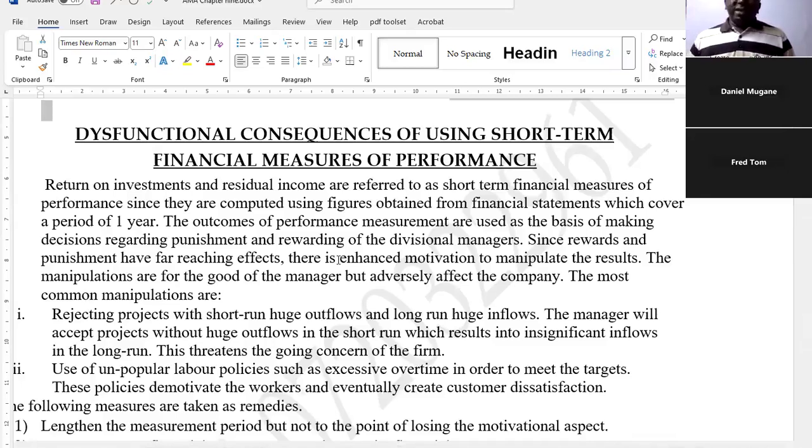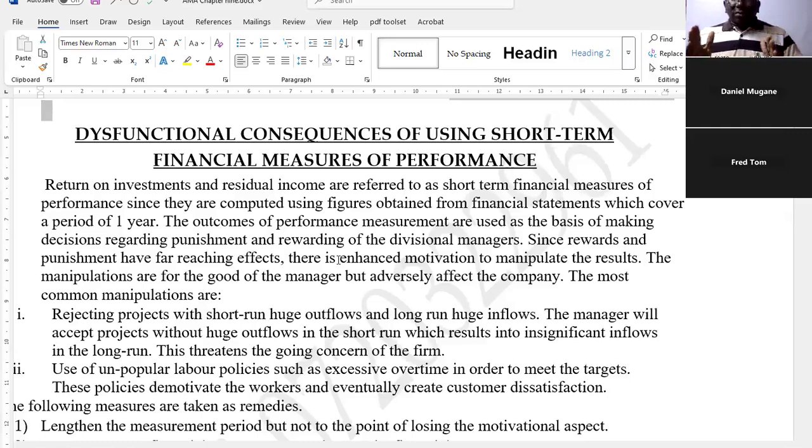Now, I have already said that this performance measurement is used as a basis of deciding whether to punish a person or not to punish. So managers, when they realize that they are likely to be punished or to be rewarded, can manipulate the results. When they manipulate the results, then we have what we call dysfunctional consequences. A dysfunctional consequence is a result that was not originally intended, or is a result that eventually will be more harmful.